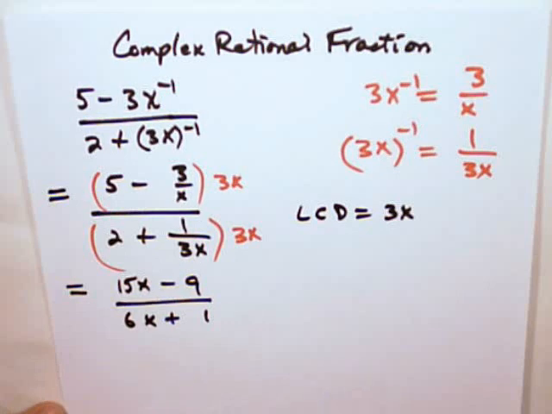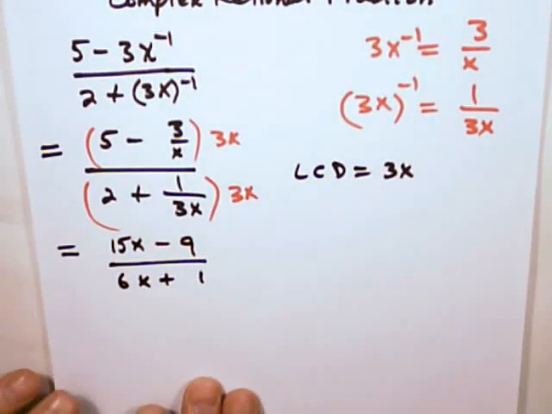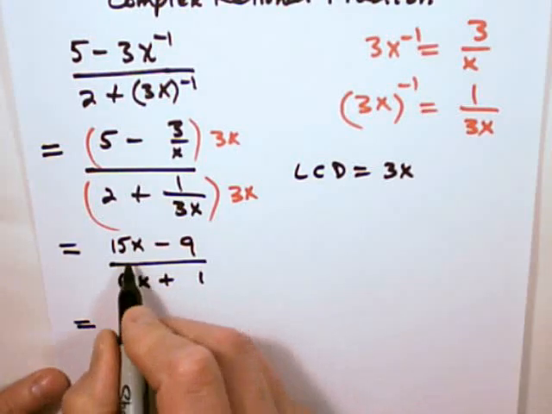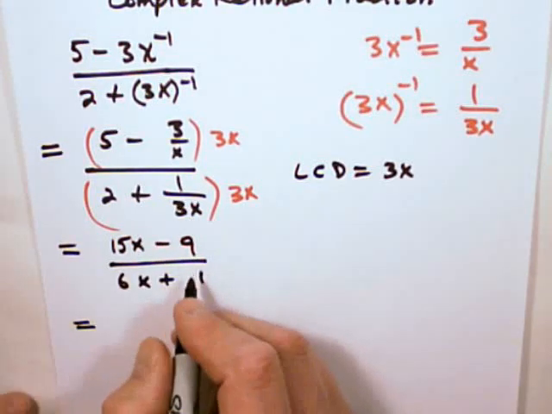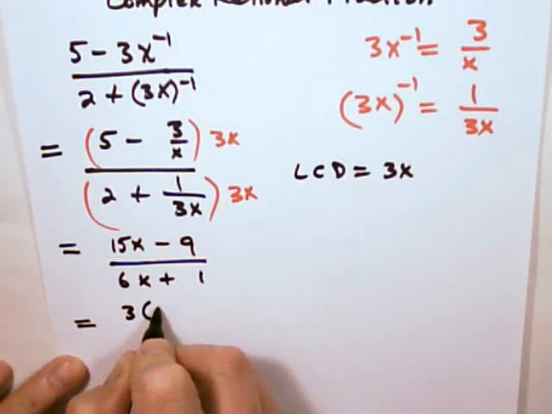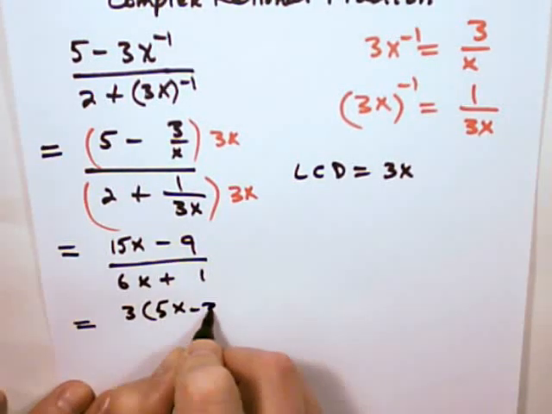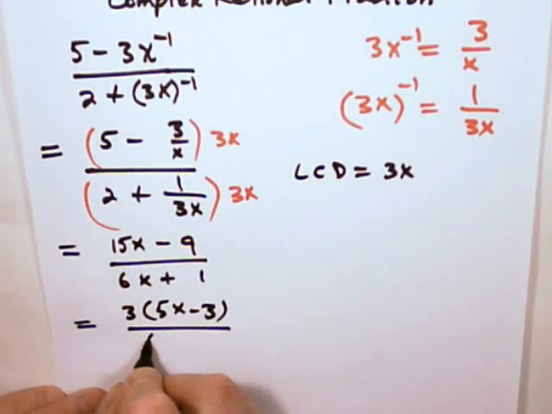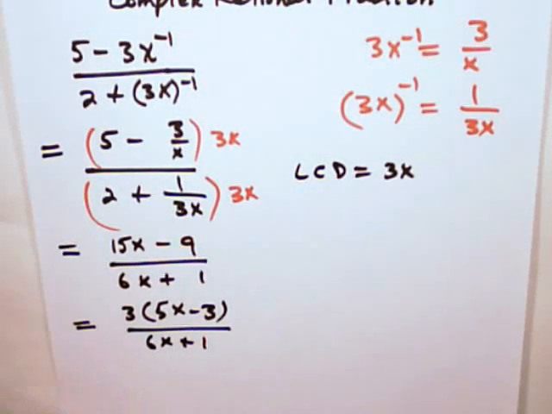Okay, now I look for opportunity to do any kind of simplification and write a final answer. I think all I can do here is factor out a 3 up in the numerator, and that leaves me with, let's see, 5x minus 3 there. And the denominator doesn't look like I can factor anything out, 6x plus 1. So really, that's about the simplest I can make that one.